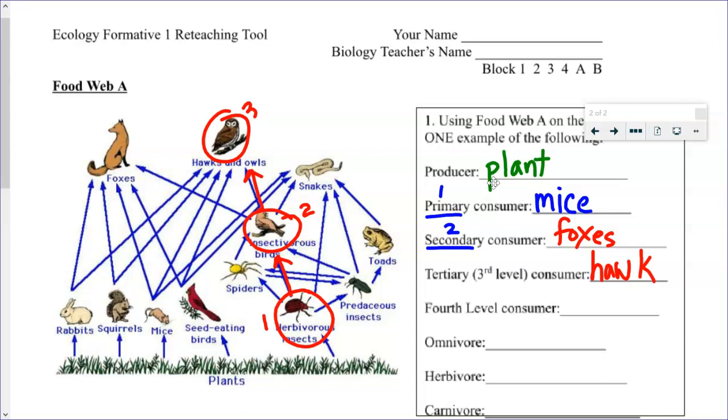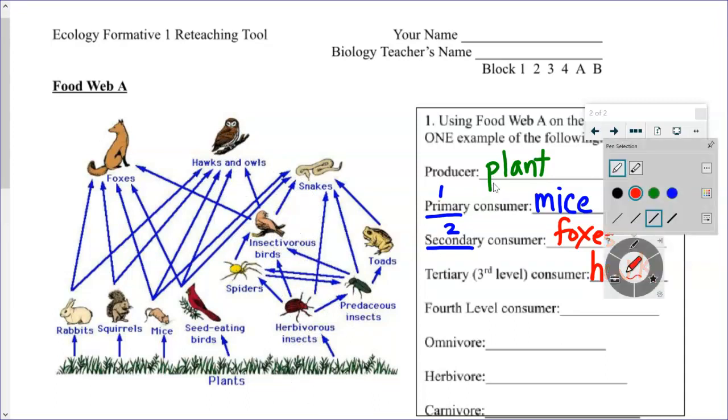Fourth level consumer. Did you notice as I went through this 1, 2, 3 example for you for my tertiary that there were a bunch of other arrows that I could have taken? Let's try taking one of those paths and see if we can get that hawk or owl to now be a fourth level consumer.